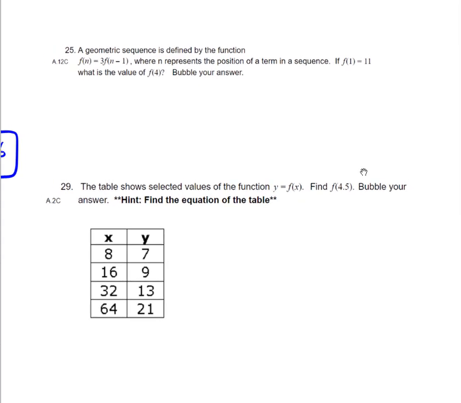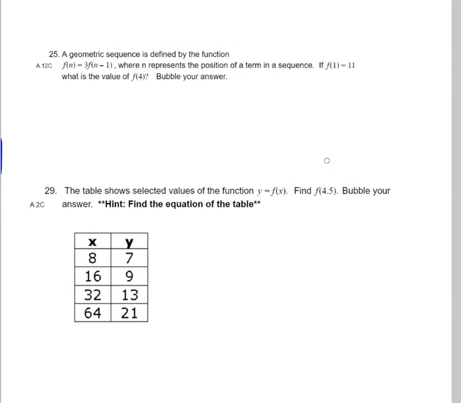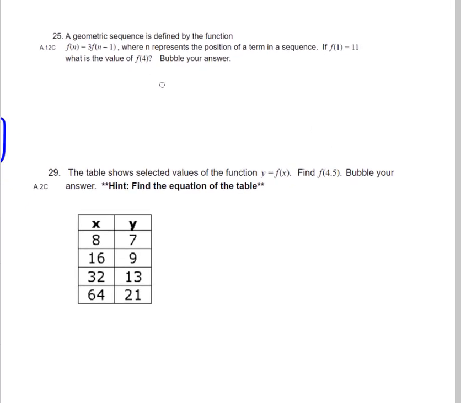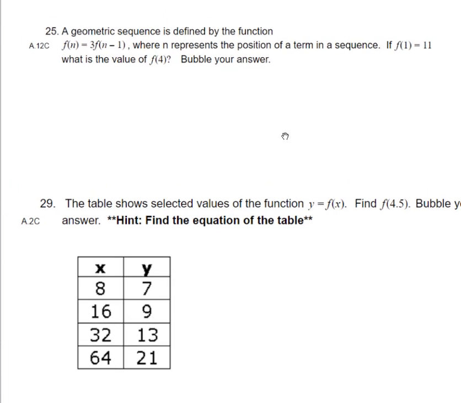All right, I'm going to go ahead and do this one here. This is a geometric sequence. A geometric sequence is defined by the function f of n is equal to 3 times f of n minus 1, where n represents the position of a term in a sequence. That's very wordy, but it's fine. If f of 1 is equal to 11, what's the value of f of 4? So a couple things.